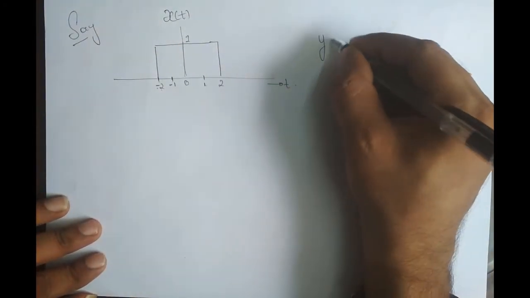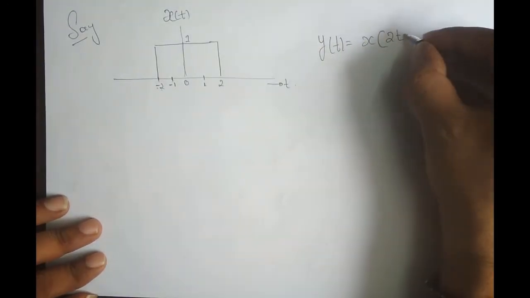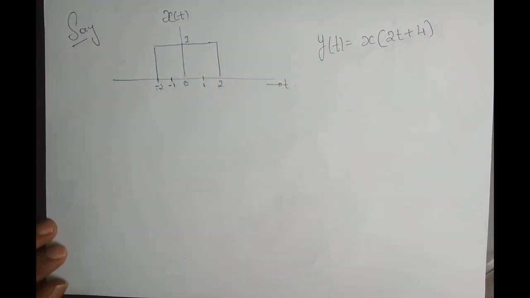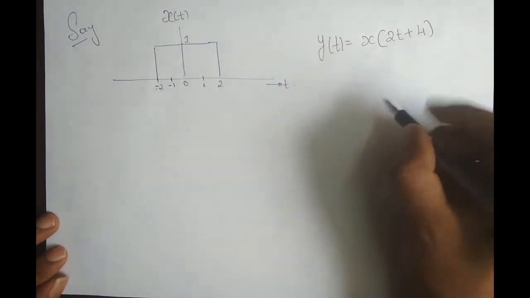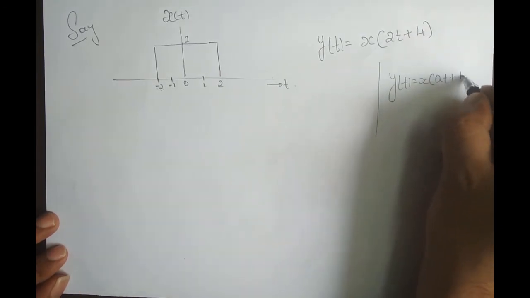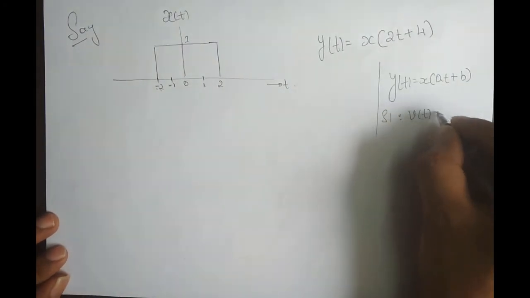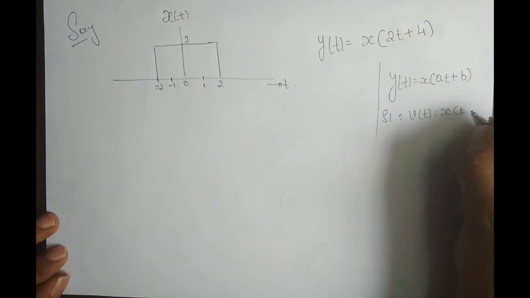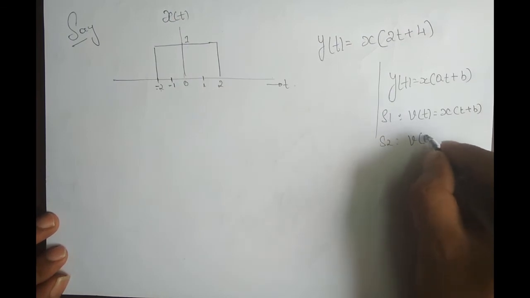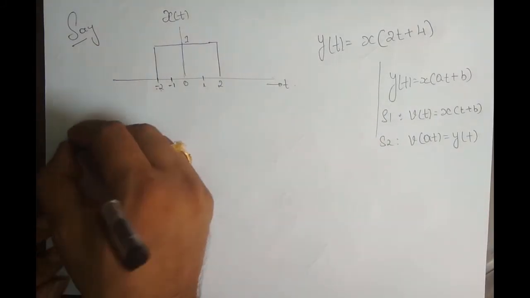Okay, and I want to sketch y of t is equal to x of 2t plus 4. I want to sketch the signal x of 2t plus 4. This involves the precedence rule. Obviously, this is of the form y of t is equal to x of at plus b, right? If this is the case, what is step 1? Step 1 is I have to plot an intermediate signal v of t, which involves only the time shift operation, which is x of t plus b. What is step 2? Step 2 is I want to sketch v of at, and this v of at is our resultant signal y of t, right? So we'll do that.